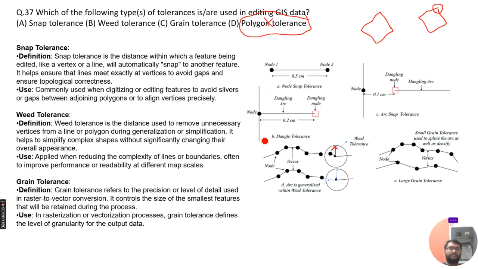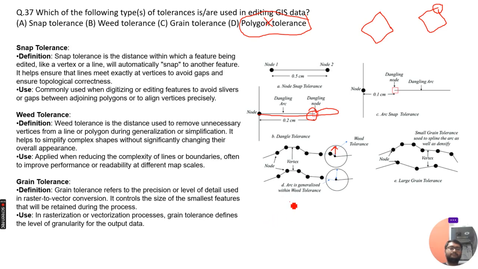If this line is there and one feature is hanging outside, then it is known as a dangling error. This line connecting it with the main line and the dangling point is known as a dangling arc, and this point is known as a dangling node. So it is just an additional thing.